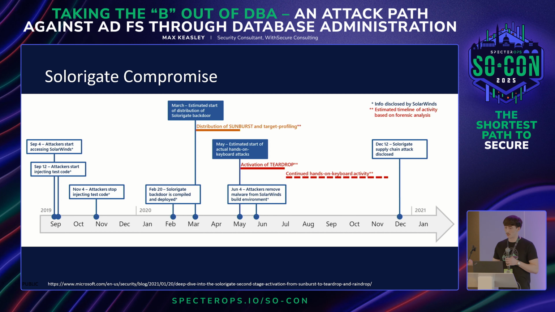So essentially September 2019, SolarWinds was breached. In October 2019, a version of the Orion platform was modified as a test. In February 2020, the actual Sunburst backdoor was baked into the Orion platform. It was signed, and then in March, it was distributed to environments via a software update. Hands-on keyboard activity started via Teardrop, which was a custom Cobalt Strike loader, and essentially allowed them to arbitrarily attack ADFS federated applications via golden SAML attacks.